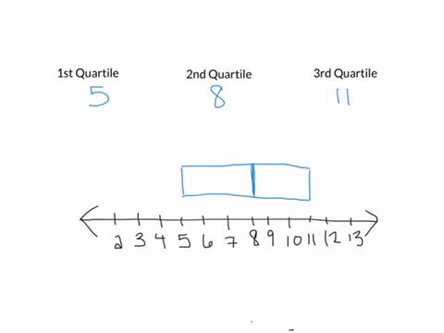From there, I need to create my whiskers. To create my whiskers, I need to look at my original data set and remember that I had data points as low as 3 and as high as 13. That means my whiskers are going to be drawn out to 3 and 13. I don't draw them any further. This would be my box and whisker plot.